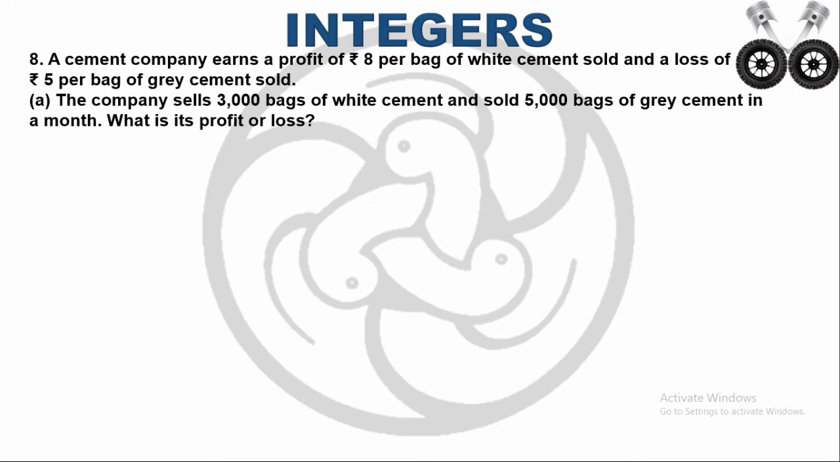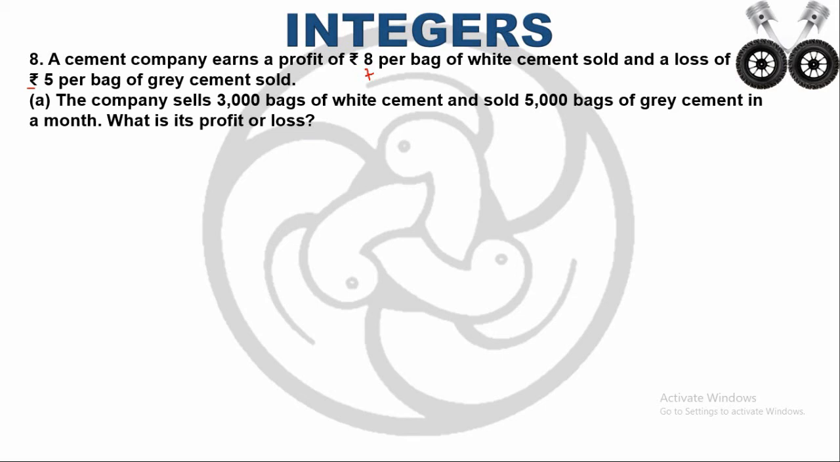So what is the question given here? There is one cement company. The company sells both white cement as well as grey cement bags. So when the company sells one white cement bag, they will get a profit of rupees 8. That means it is plus 8. And if they sell one bag of grey cement, then they will get a loss. Loss means we denote it by a negative sign. So how many rupees will they lose? That is minus 5 rupees.